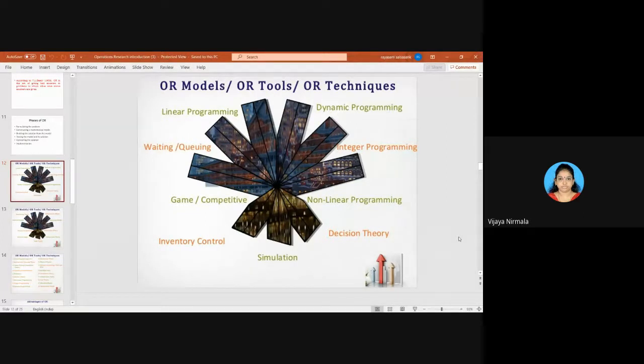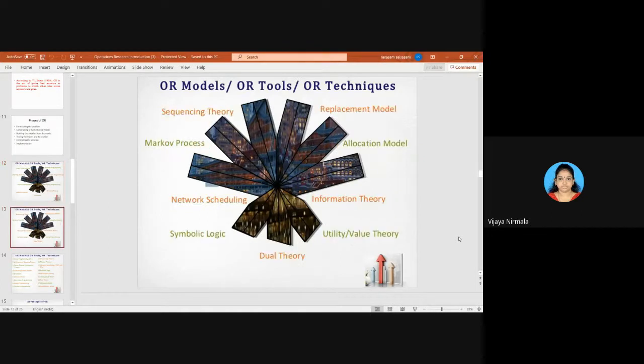So in the first slide, you will discuss only these 3 models: linear programming, queuing theory, and game theory. And when you come to the next slide, you will discuss sequencing theory and network scheduling. So these you will discuss in your syllabus, right?